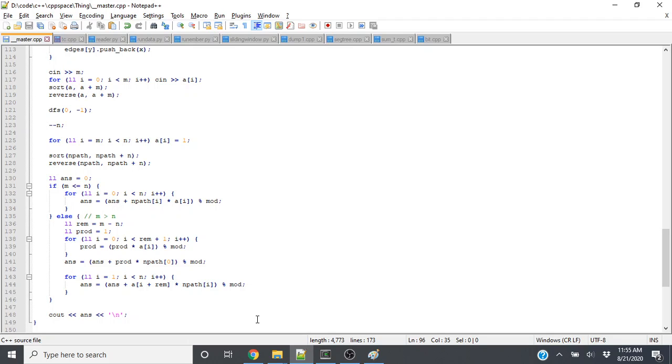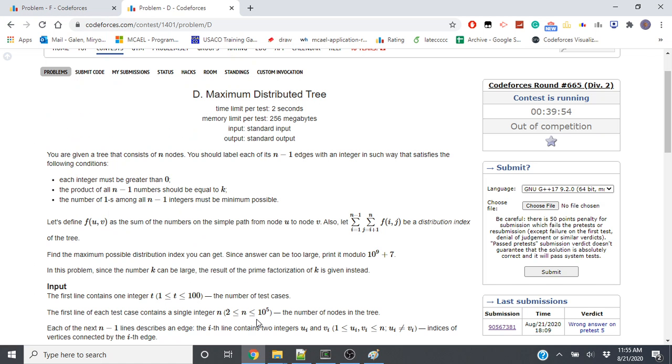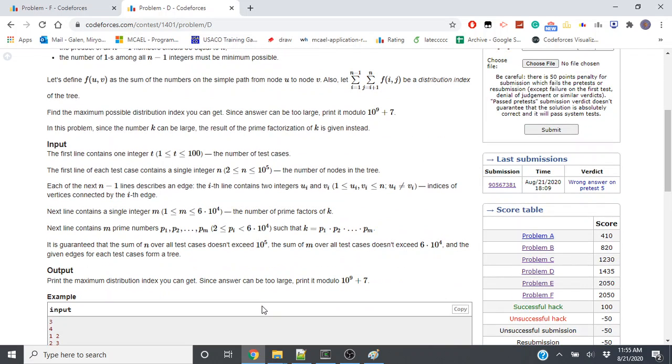m is less than n, i plus plus. Set a[i] to 1. That way, if m is less than or equal to n, some of the numbers are going to be 1, and that's not good. Or some of the numbers are going to be not set. So we want to set them.